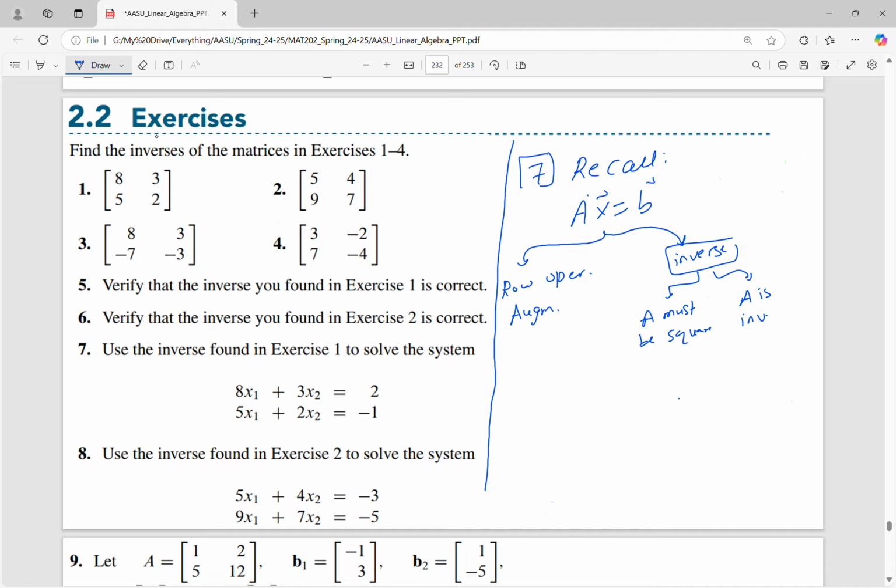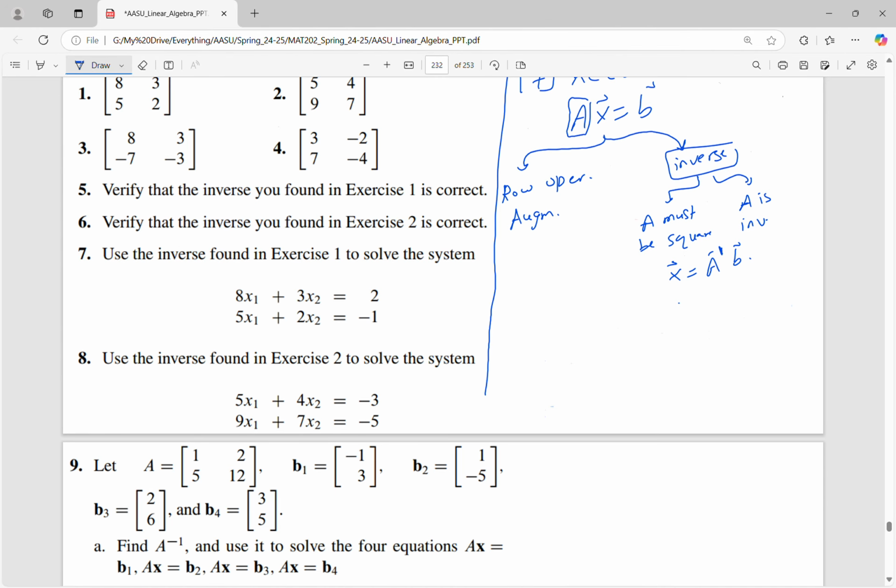So if the matrix A is invertible, in that case I can solve the system by saying X equals A inverse times B. This is an easy way to solve systems, but again, it requires the system to be square. What do we mean by a square system? We mean the number of equations equals the number of variables. Also, the coefficient matrix has to be invertible.